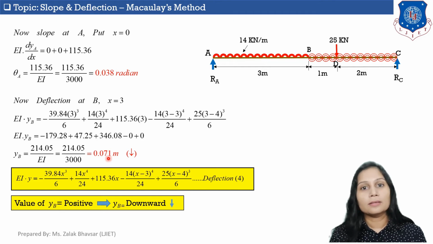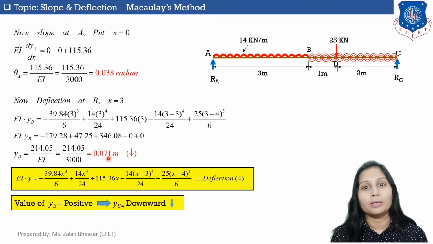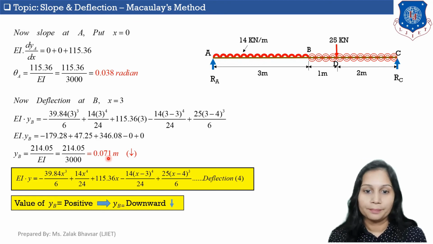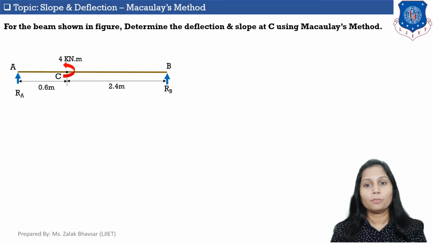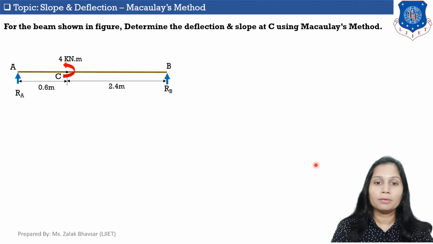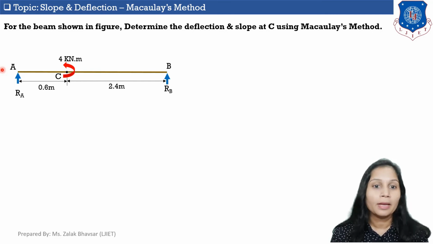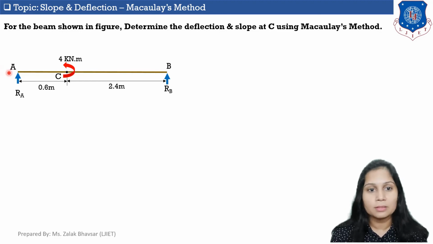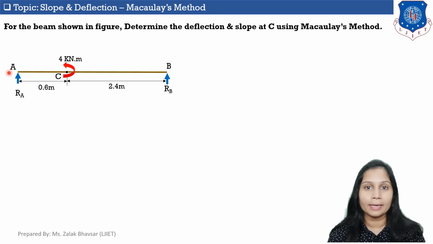Now let's solve another sum, which is calculation of slope and deflection for a simply supported beam carrying moment. So in this sum, we will calculate slope and deflection at point C using Macaulay's method. So in given figure, you can see this. The beam is simply supported beam which is carrying moment at point C, and total length of this beam is 3 meter. So let's start with calculating reactions RA and RB.